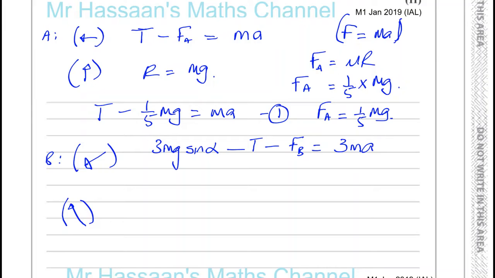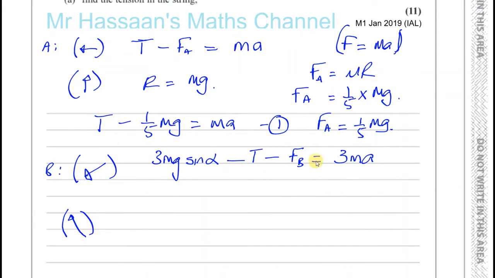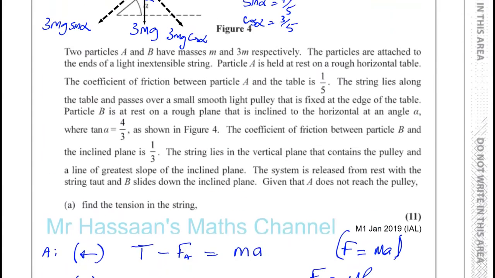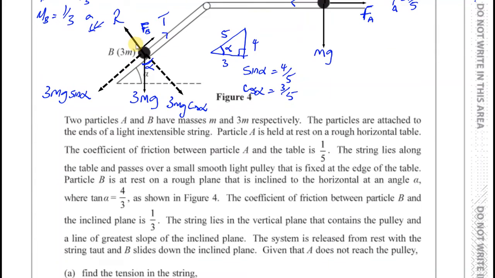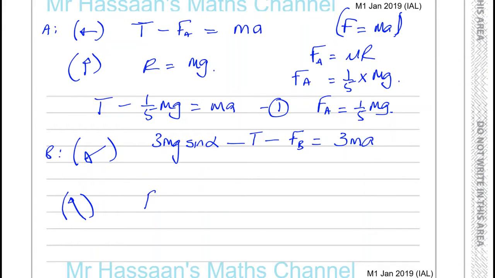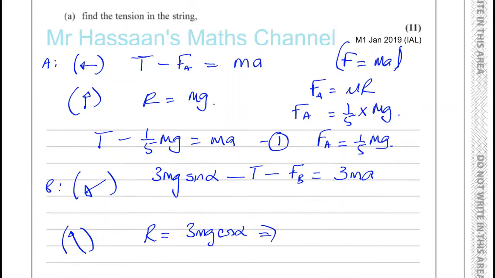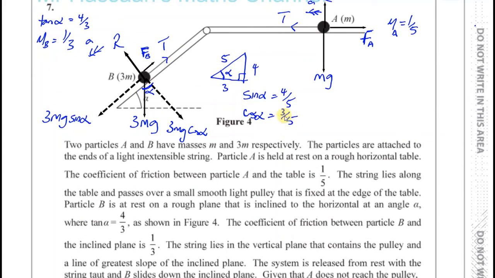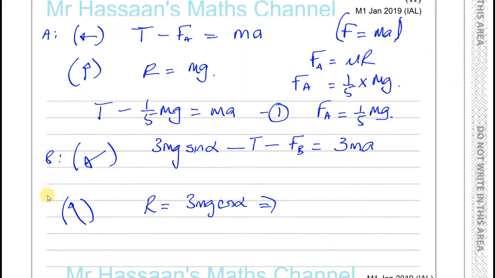Now we can work out what FB is. To do that we have to resolve perpendicular to the plane, because we need to know the reaction force for that. So R is equal to 3mg cosine alpha. We know cosine alpha, as we worked out here, is 3/5. So R is equal to 3mg times 3/5, which is 9mg over 5.